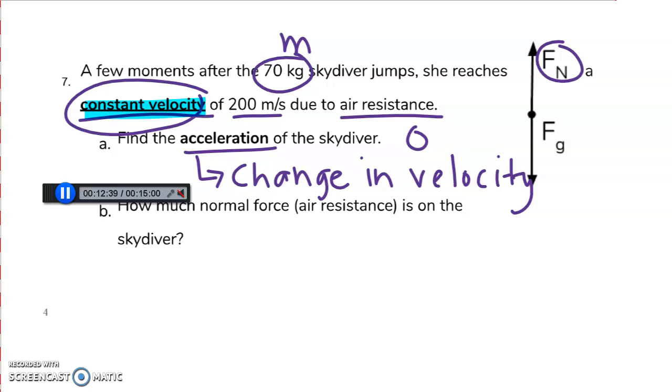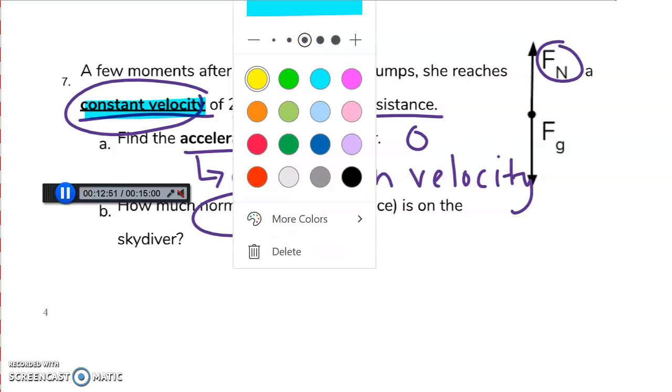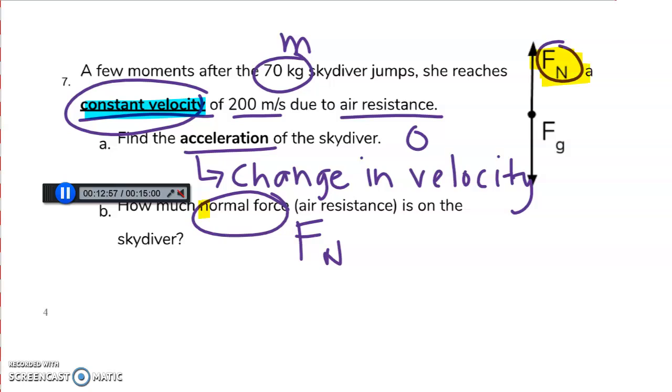Part B, how much normal force? This is asking me, so similar to one we saw before, it's asking me for a specific amount of force. And in this case, I'm going to highlight it in yellow. It's asking for this force over here. Not the total force, but the normal force. If the acceleration is 0, that means there's no change in velocity. And if there's no change in velocity, that means the forces are balanced. That's Newton's first law, that if the forces are balanced, then that means constant velocity.